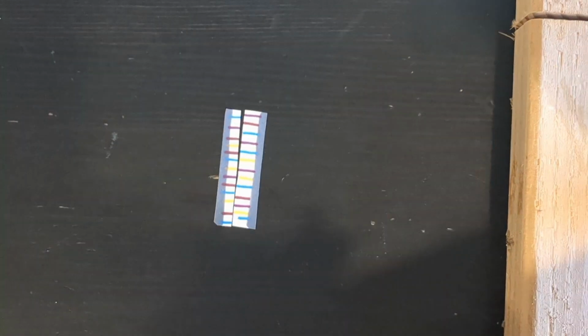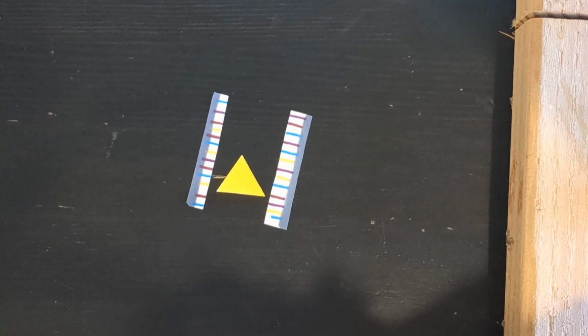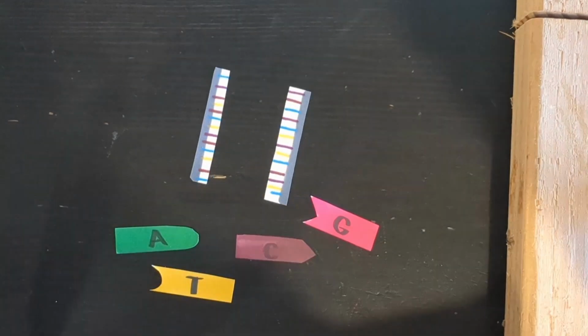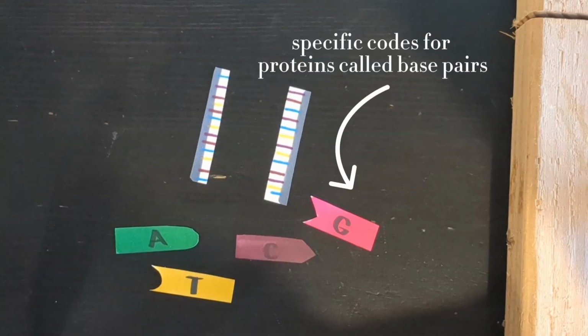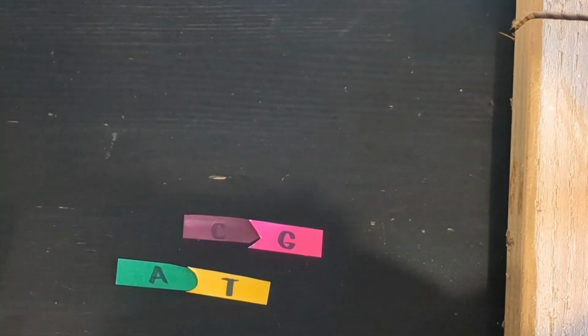An enzyme called helicase splits these 2 strands apart from each other and leaves the individual nucleotides unpaired. These nucleotides are specific codes for proteins called base pairs. The codes for DNA are determined by the letters A, T, G, and C. A pairs to T, and C pairs to G, and vice versa.